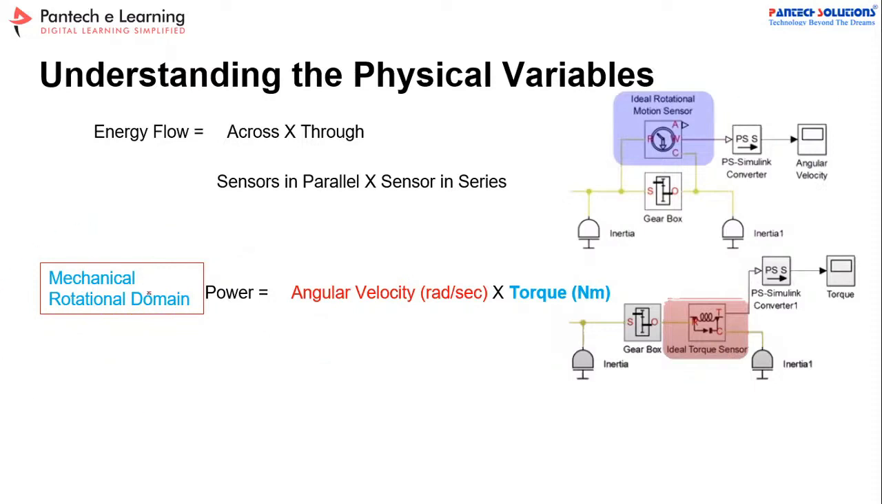Similarly, in the mechanical domain, there are two variables. One is angular velocity, which is omega, and the other is torque. The mechanical power is the product of torque and angular velocity. To measure the torque in the Simscape library, you have a measurement device called the ideal torque sensor, and to measure the angular velocity you have an ideal rotational motion sensor.